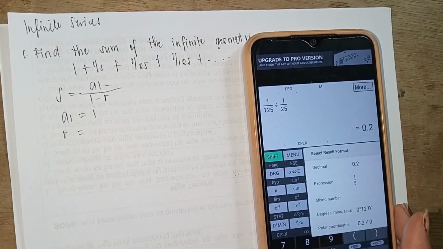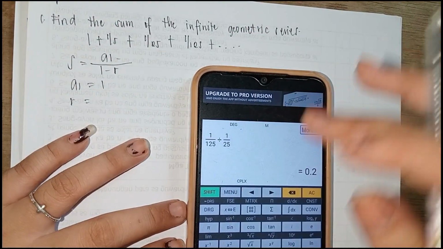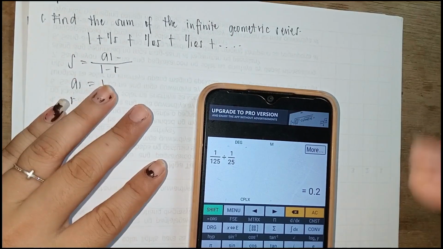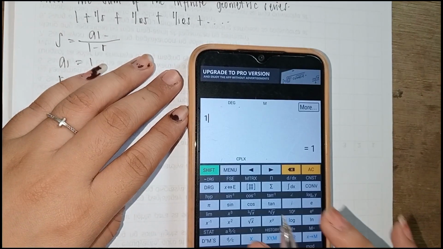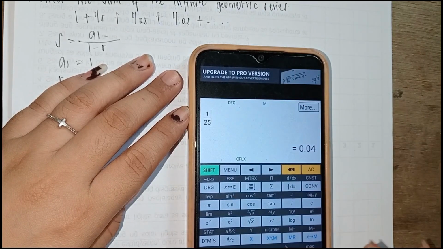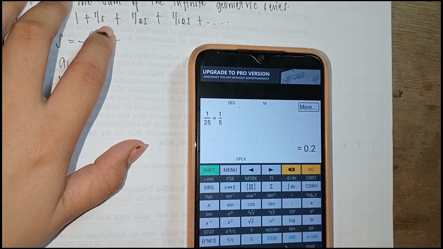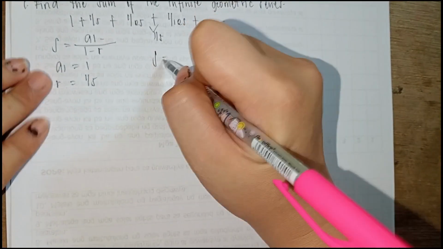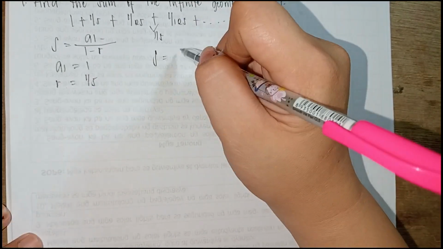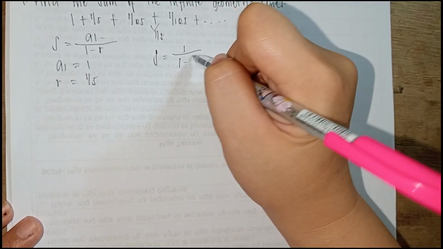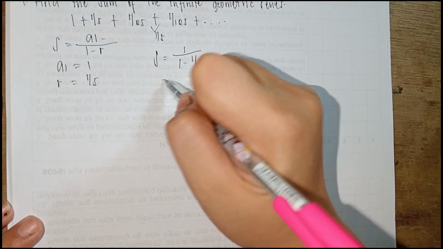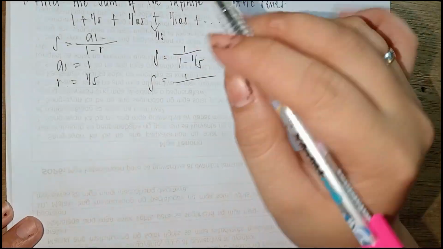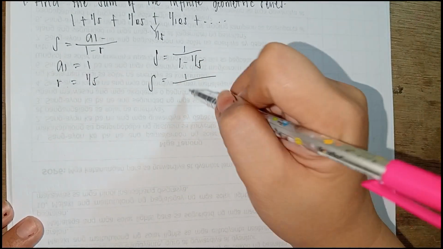So our common ratio is 1 over 5. We will also try it on the other terms. So 1 over 25 divided by 1 over 5 is 0.2, the same. So we have the common ratio of 1 over 5. Then we will now execute our formula since we have the values. So S is equal to the value of our A of 1, which is 1 over 1 minus 1 over 5. So copy the S, copy the 1, then 1 minus 1 over 5 is 4 over 5.